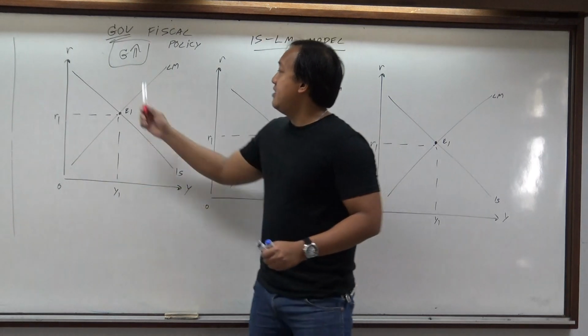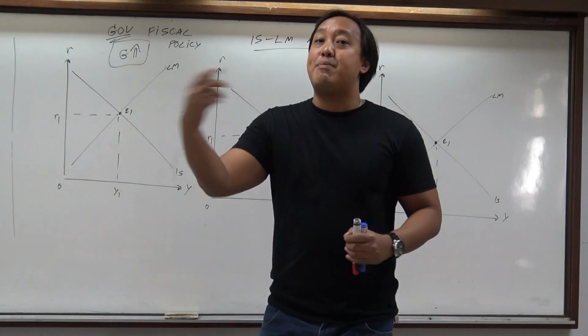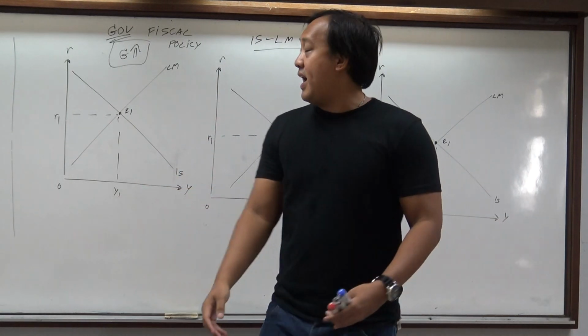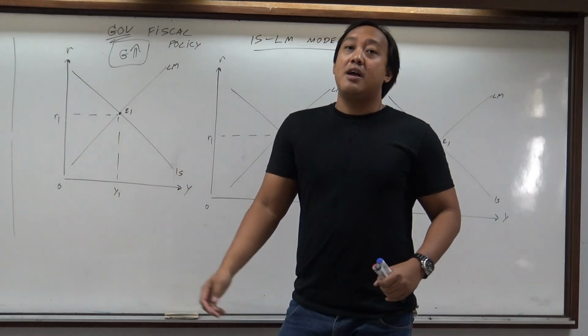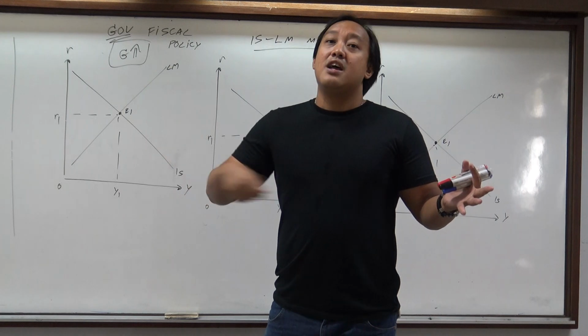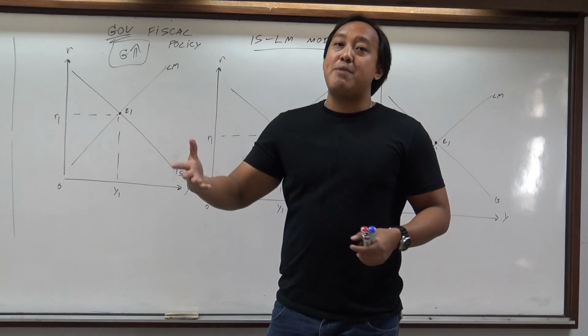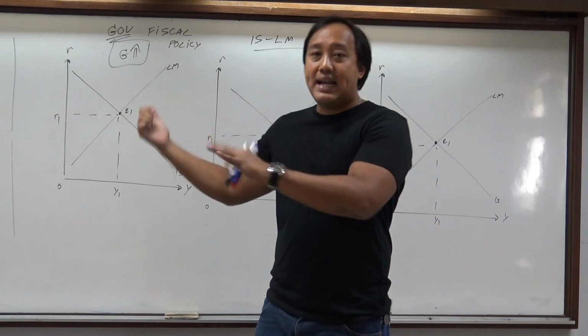So most governments love to spend more money, to help the people spend more money. When the government wants to stimulate the economy, when we have a crisis like this, the government spends more using the budget deficit policy. When they spend more, it is going to have effects on the IS curve.